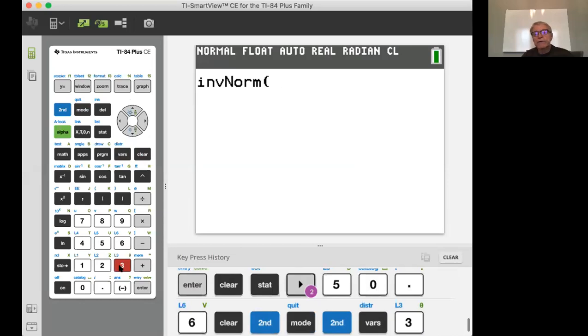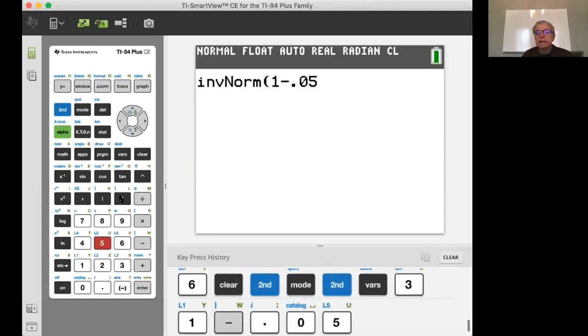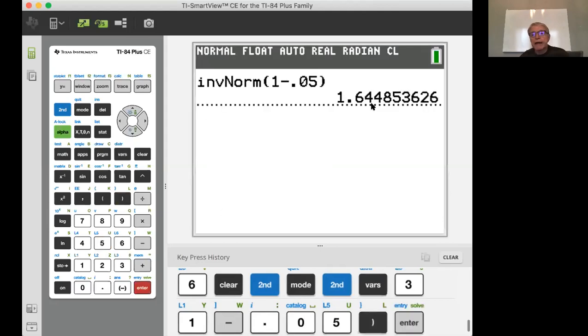And it's asking for the less than probability. Since alpha is 0.05, we can either put in 1 minus 0.05 and let the calculator handle the calculation, or we could have put in 0.95, which is 1 minus 0.05. I'm going to close the parenthesis and hit enter, and there we have the critical value for the right, 1.645 to 3 decimal places. You might recognize that.